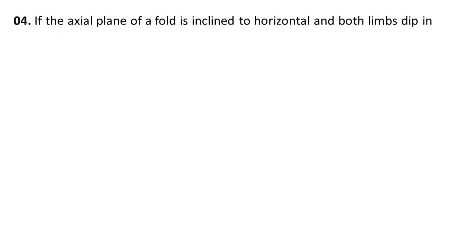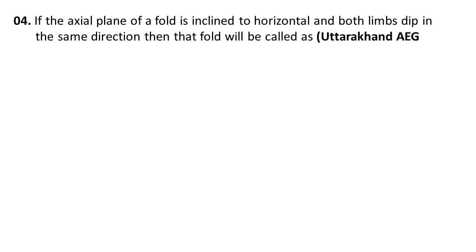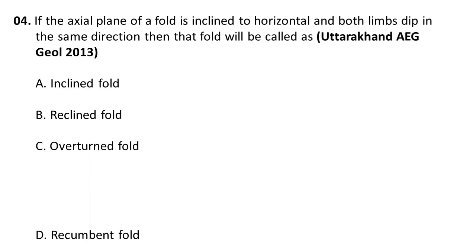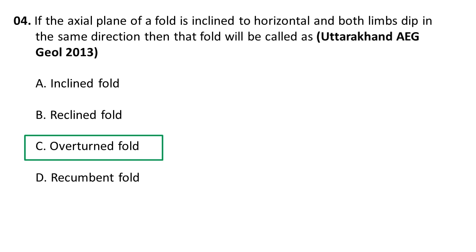Next question. If the axial plane of a fold is inclined to horizontal and both limbs dip in the same direction, then the fold will be called as A. Inclined fold, B. Reclined fold, C. Overturned fold and D. Recumbent fold. So the correct option is overturned fold. An overturned fold is also known as an overfold. It is a geologic feature that occurs when the axial plane of a fold is tilted to the point that the strata on one limb are overturned. So C, overturned fold, is the correct option.